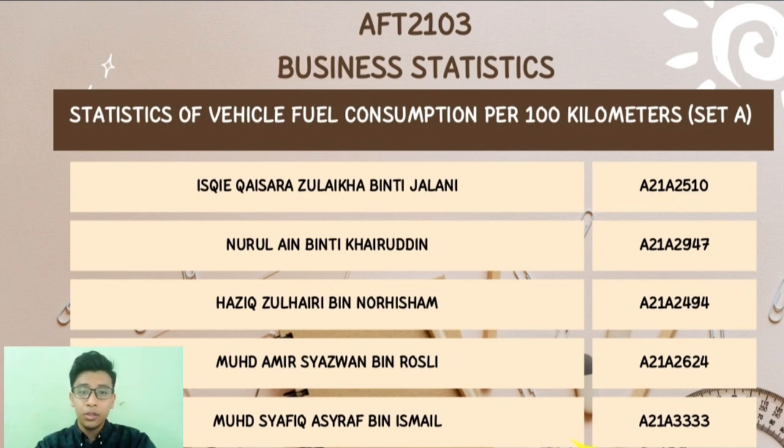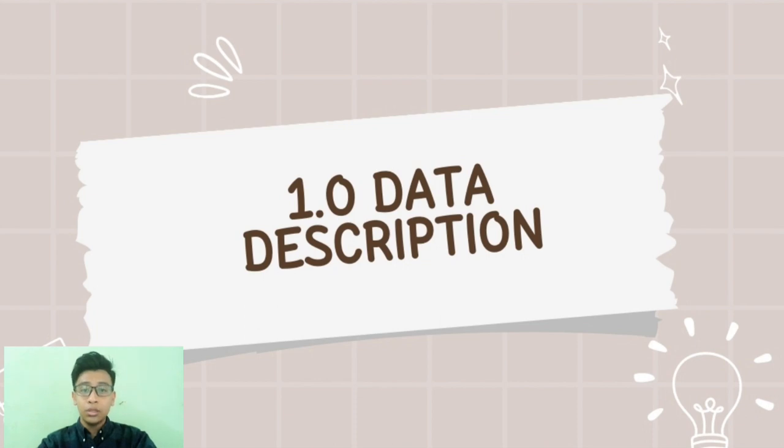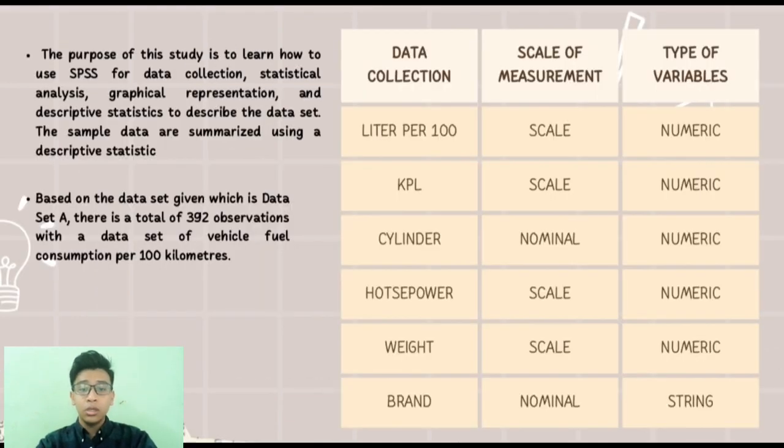Me and my fellow groupmates from Group 1 will be discussing our report on statistics of vehicle fuel consumption per 100 kilometers, which is set A. Now, to start, I would like to talk about the data description. The purpose of this study is to learn how to use SPSS for data collection, statistical analysis, graphical representation, and descriptive statistics to describe the data set that's given.